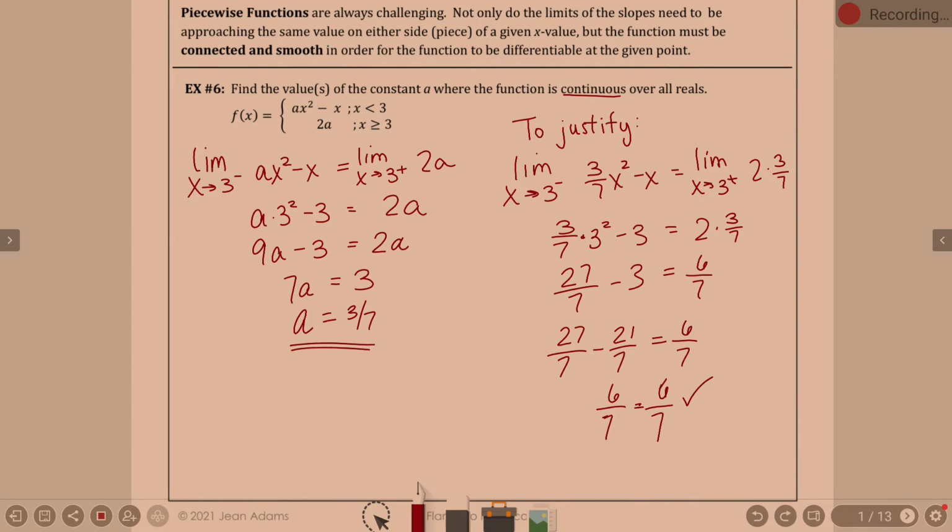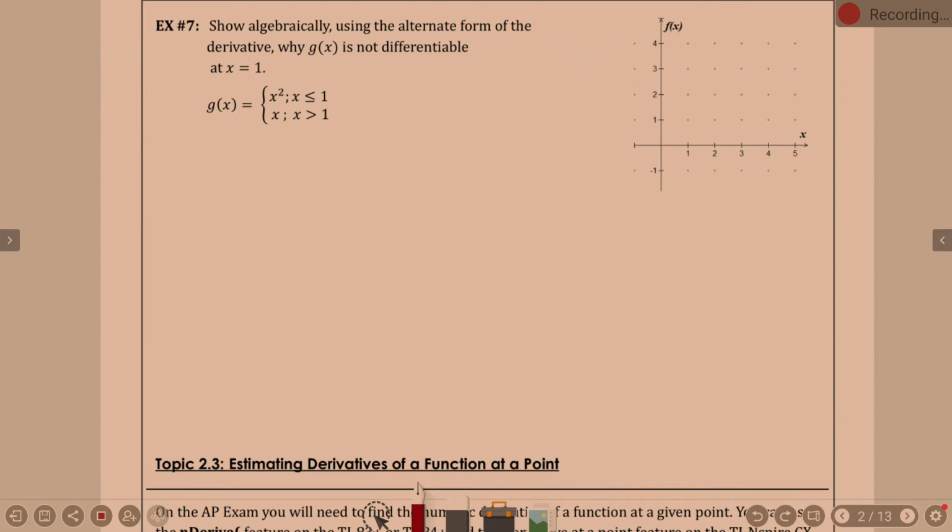Example 7. Show, notice it says, algebraically, using the alternate form of the derivative, why g of x is not differentiable at x equals 1.